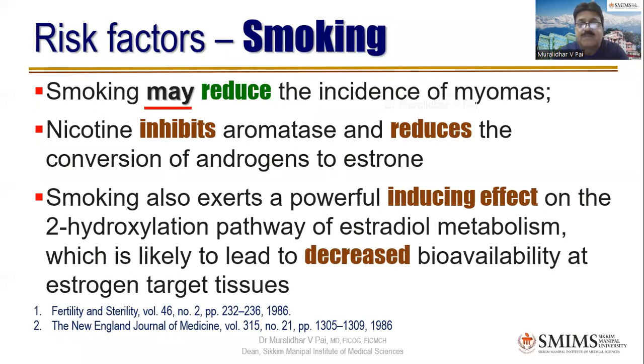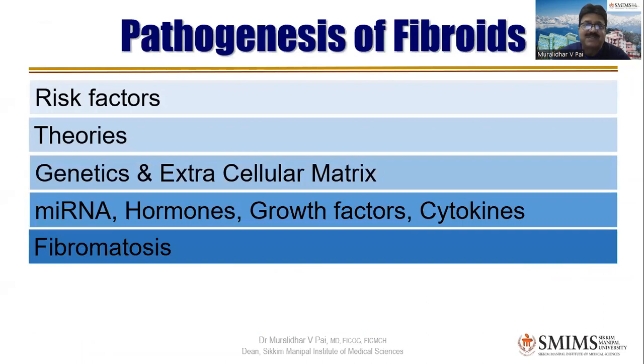Smoking also exerts a powerful inducing effect on the 2-hydroxylation pathway of estradiol metabolism, which is likely to lead to decreased bioavailability of estrogen to target tissues. Of course, whatever it is, finally the truth is it has to act through estrogen and progesterone. So you reduce the estrogen somehow by reducing the weight, reducing the BMI, and having healthy food and all that, but smoking is not advisable just to reduce the fibroids.